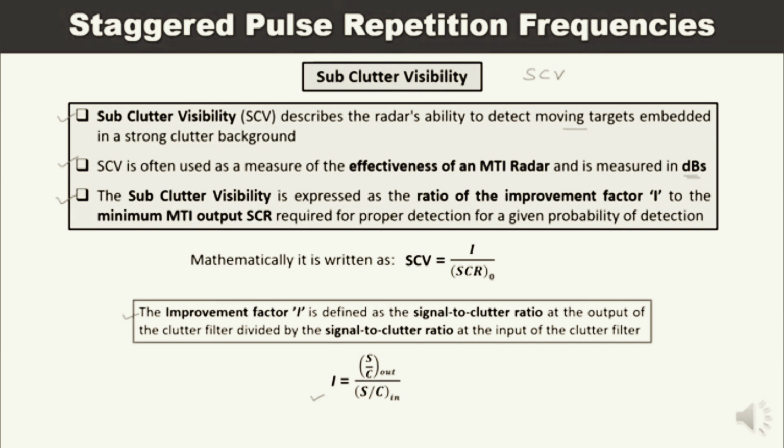Let us consider that an MTI radar has an SCV value of 20 dB. It means a moving target can be detected in the presence of clutter even though the clutter power is 100 times the target echo power. So see how much stronger the clutter power is than the echo, even then it can identify the moving target. So this is how you can explain it.